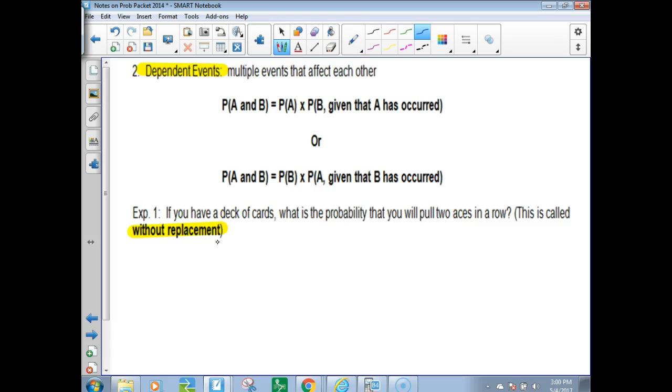What's happening first? If you have a deck of cards, what's the probability that you'll pull 2 aces in a row? This is called without replacement. The first ace, you have how many aces in the deck? 4 out of 52 cards. Now, once you pull that first ace, how many aces are left? 3 aces, and how many cards? 51.